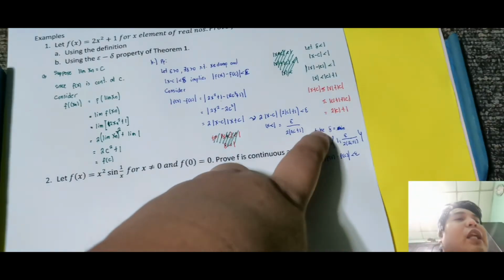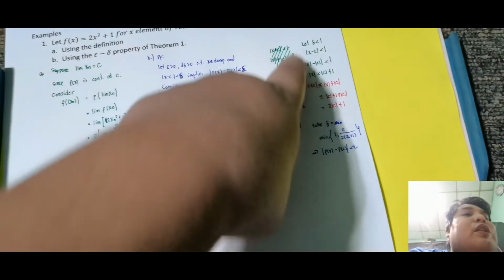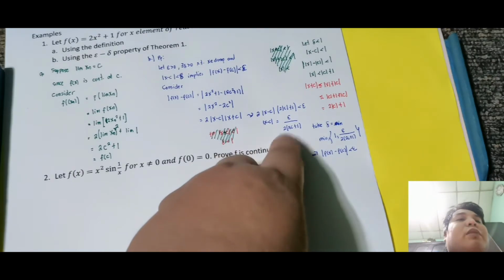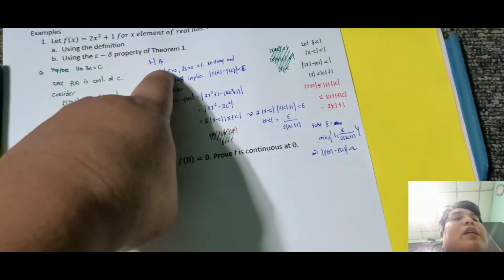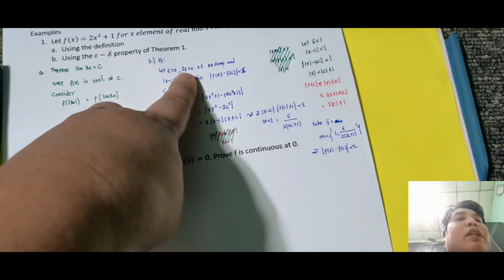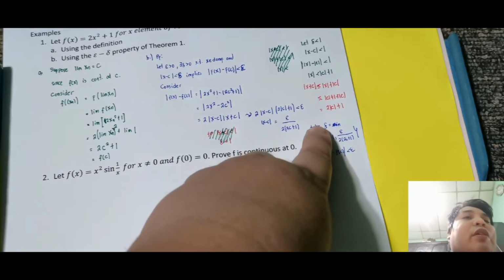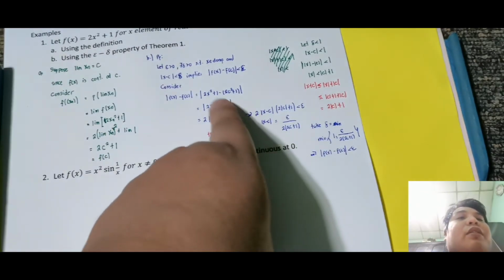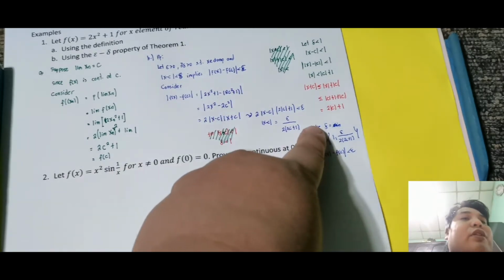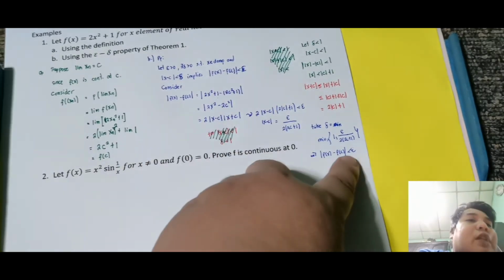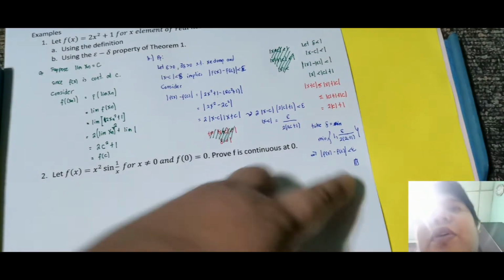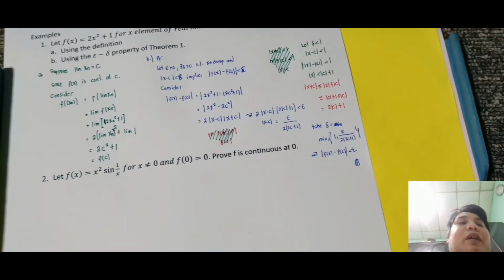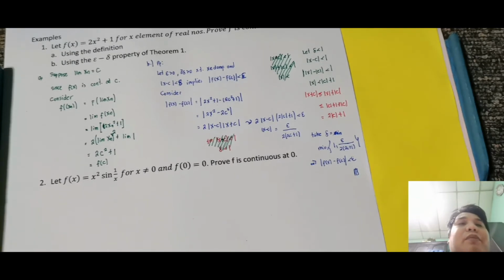So ulit nakahanap ko ng delta, in which that is 1, saka yung epsilon over 2 times (2|c| + 1). Okay, kasi nga ang goal ko, sa kada epsilon na greater than 0, makahanap ako ng delta greater than 0, such that yung |x - c| is less than delta, then |f(x) - f(c)| is less than epsilon, and therefore this is done. Therefore f is continuous at any c element of real numbers.